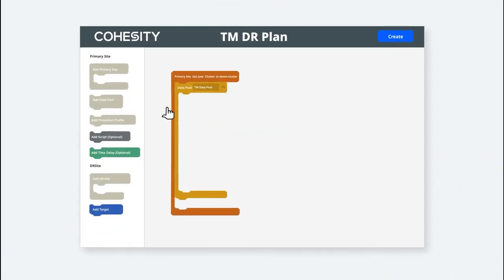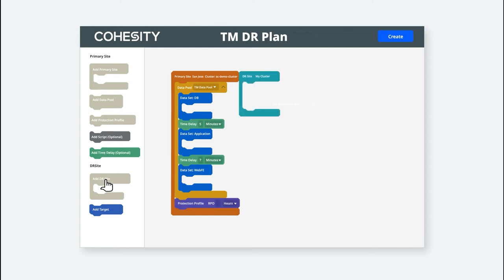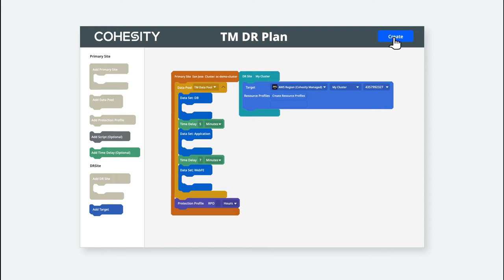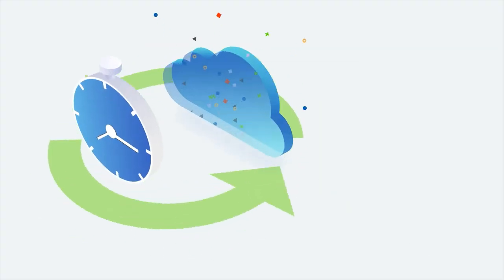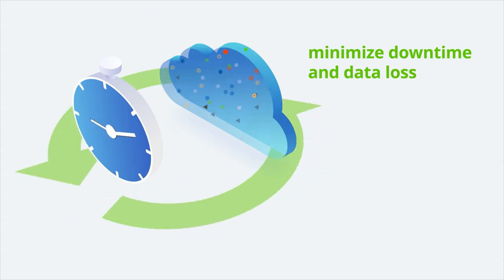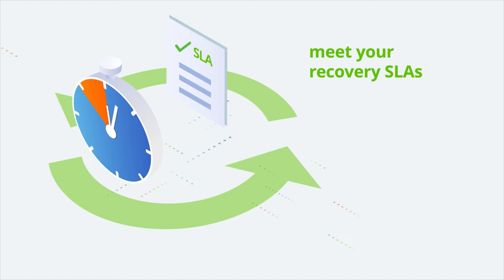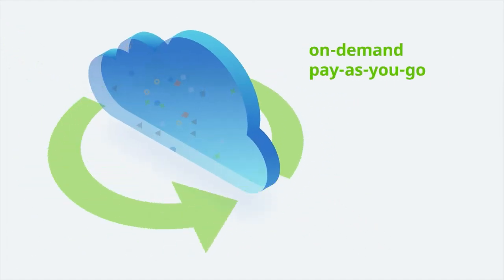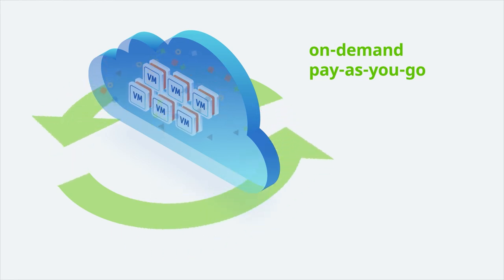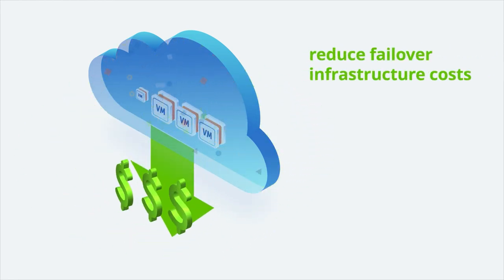An intuitive UI makes DR planning easy. Design a DR runbook to sequence application resumption for a seamless failover and failback, or for testing and disaster preparedness. Cohesity can help you minimize downtime and data loss, enabling you to meet your recovery service level agreements for critical applications and data. And by using an on-demand, pay-as-you-go cloud infrastructure like AWS, it helps you drastically reduce failover infrastructure costs.